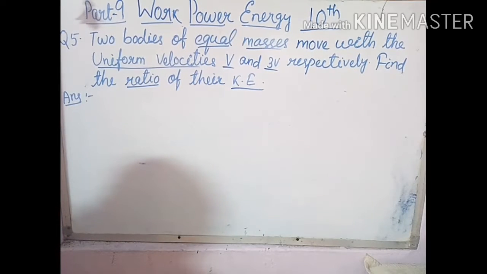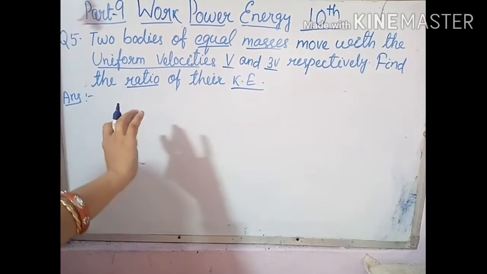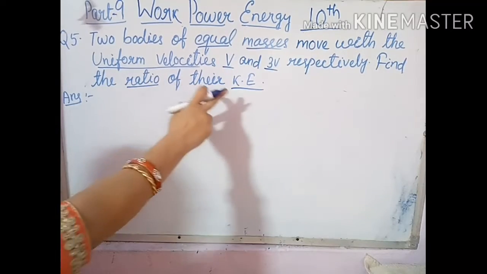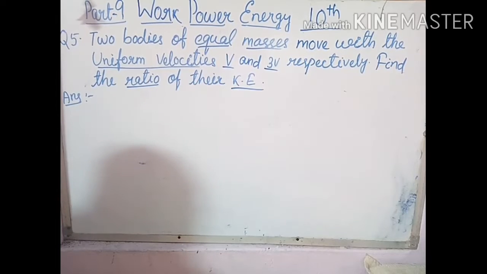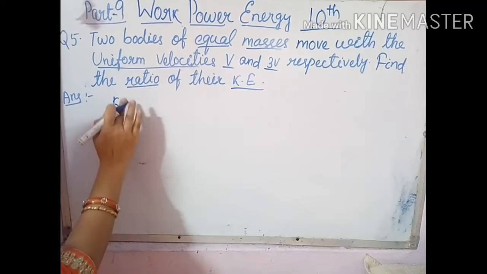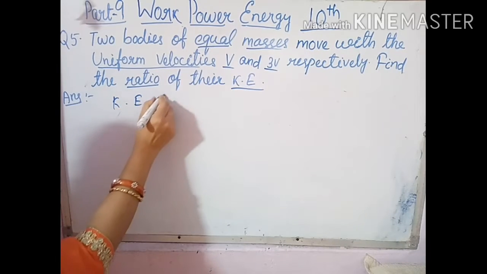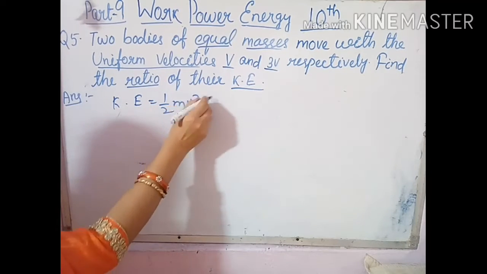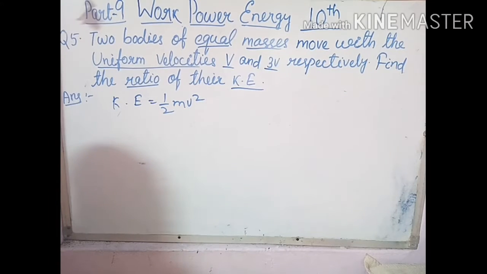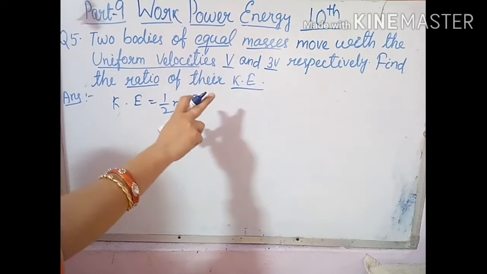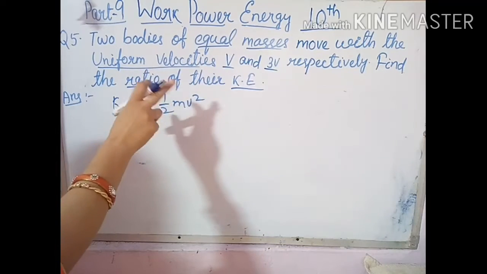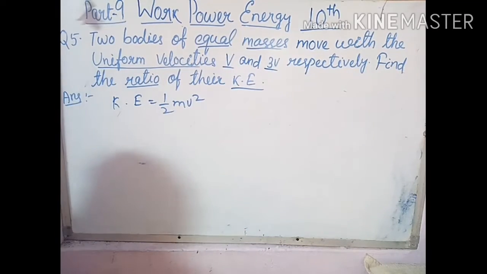So what to do? Here you have to put the formula of kinetic energy. Up to the 4th, I derived the work done, all the formulas based on work done. But here it is coming under kinetic energy, so you have to recall the formula of kinetic energy. As you know, kinetic energy is half mv square, half into mass into velocity square. Now here two bodies are given, and you have to find out the kinetic energy of both the bodies, then after you can find out the ratio.